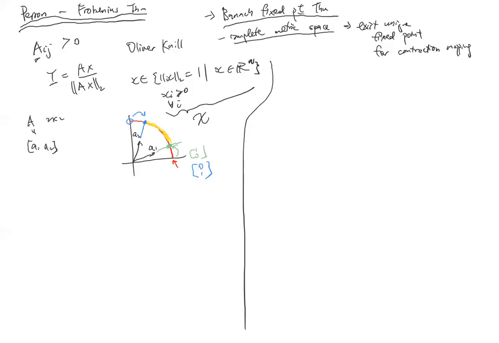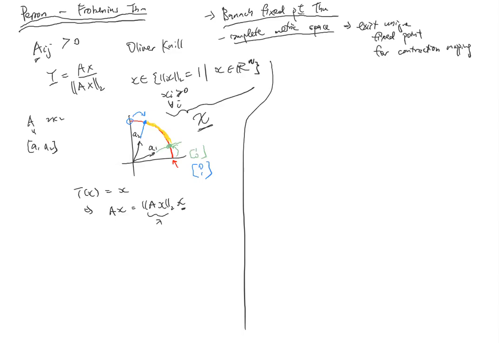Since T is a contraction mapping, there exists an X in this first quadrant here such that X will be a fixed point, and also X will be the unique fixed point. That will be the only fixed point. Note that the unique fixed point is just the eigenvector. Since Tx is equal to X, I will have Ax equal to the second norm of Ax times X, and this is just lambda. So X will be an eigenvector, and also the unique eigenvector among all the X that are all positive.